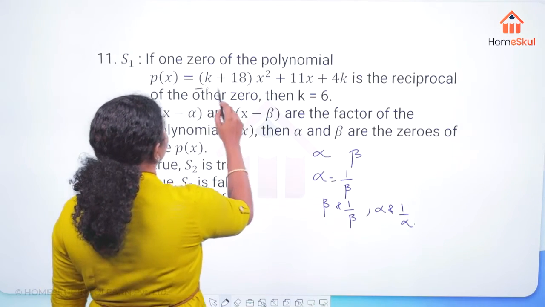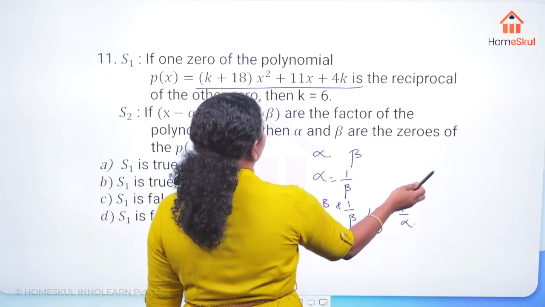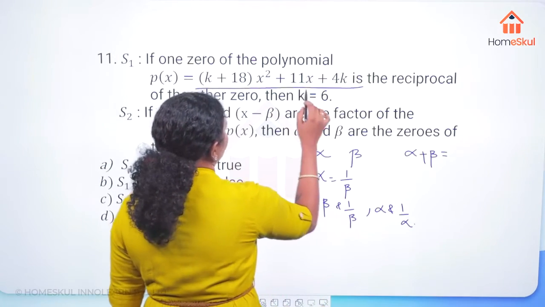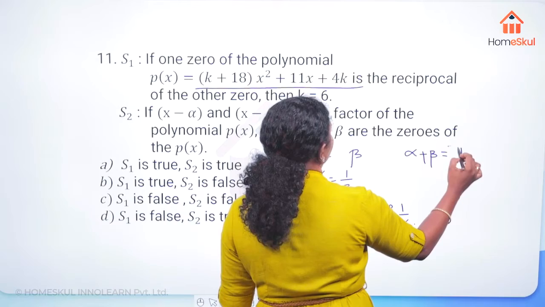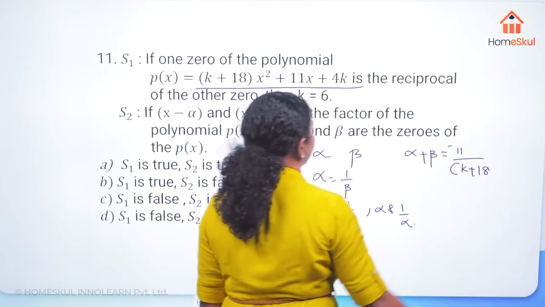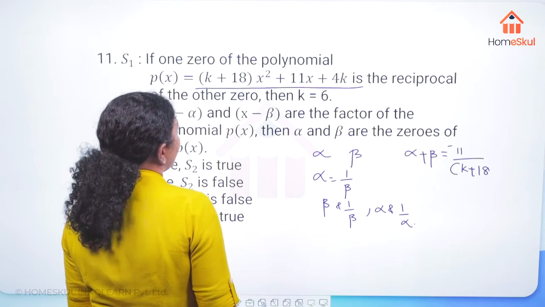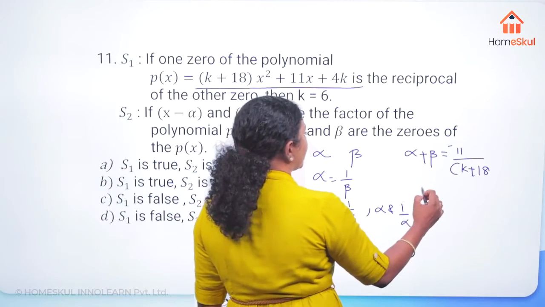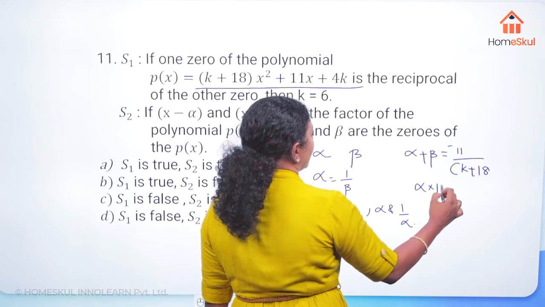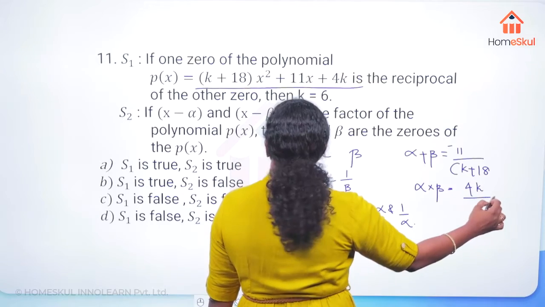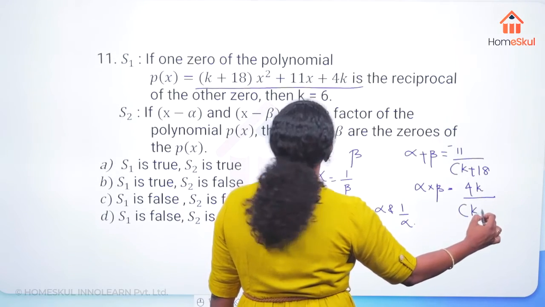Okay, now what we have? Now we need this quadratic polynomial is there. We have alpha plus beta, sum is equal to what? Minus b by a, which is k plus 18. And what we have? So alpha into beta we can take now. Alpha into beta, product will be c by a. C is 4k, a is the coefficient which is k plus 18.